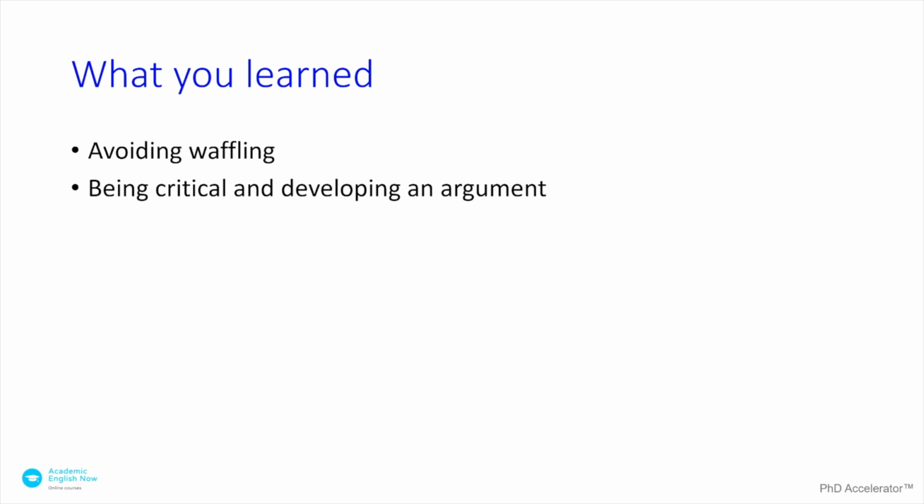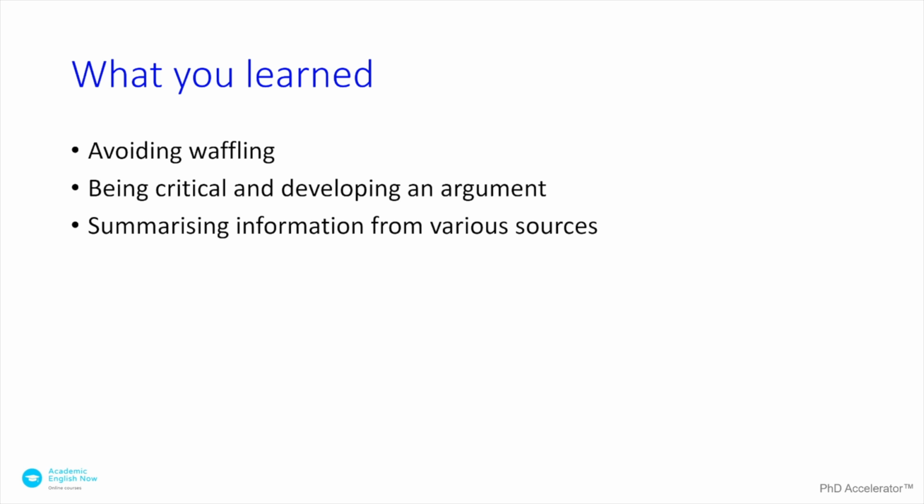So that's why we talked about how to be critical and how to develop an argument. And remember, you always have to keep the pyramid apex in mind. That's why in one of the previous videos, you learned how to clarify that pyramid apex for every section, because this allows you to develop an argument. And then we also talked about summarizing information from various sources. And this really is what you will have to be doing most of the time in your literature review. In a PhD, you really need to show that you have read widely, and you need to be able to support your arguments with a wide range of sources.